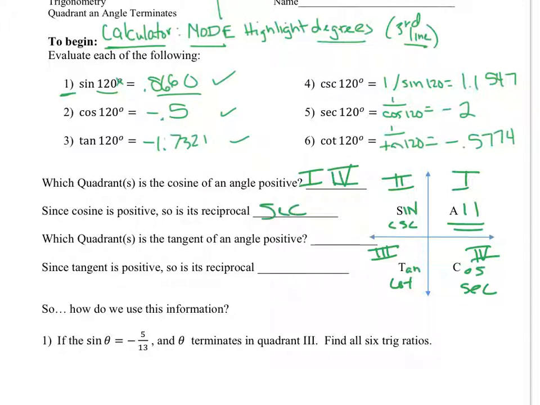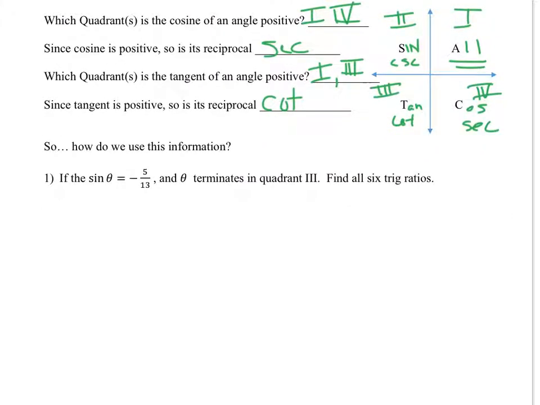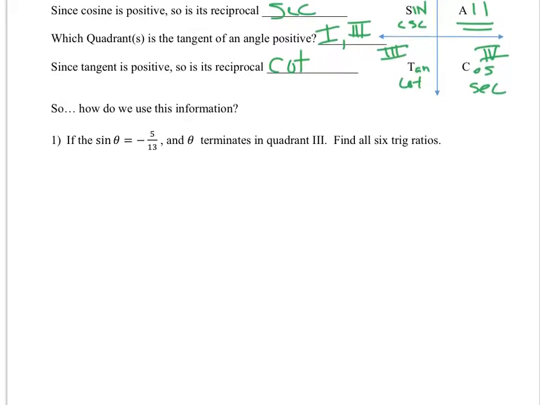Secant is also positive. So which quadrant is the tangent of an angle positive? Well, that's quadrants 1 and 3. Since tangent is positive, so is its reciprocal. So this may seem weird, but it's something you have to memorize. So we know we enjoy memorizing things, but this is a unit that takes a lot of that. So we use this particular information.